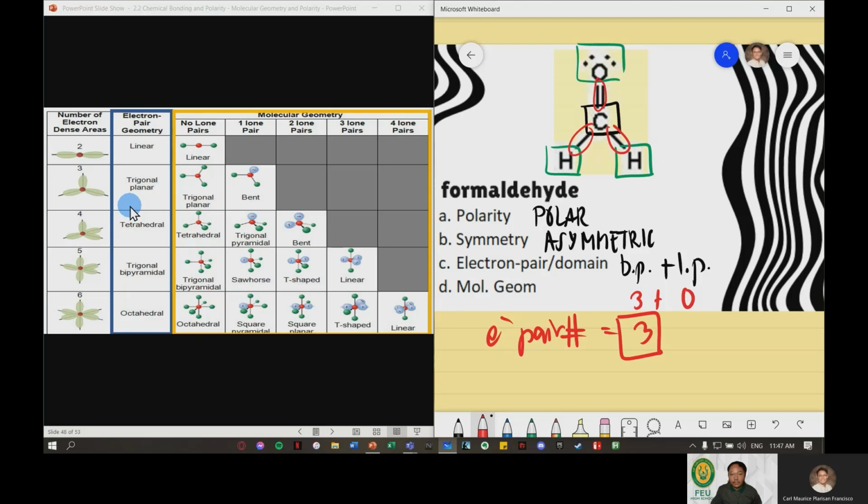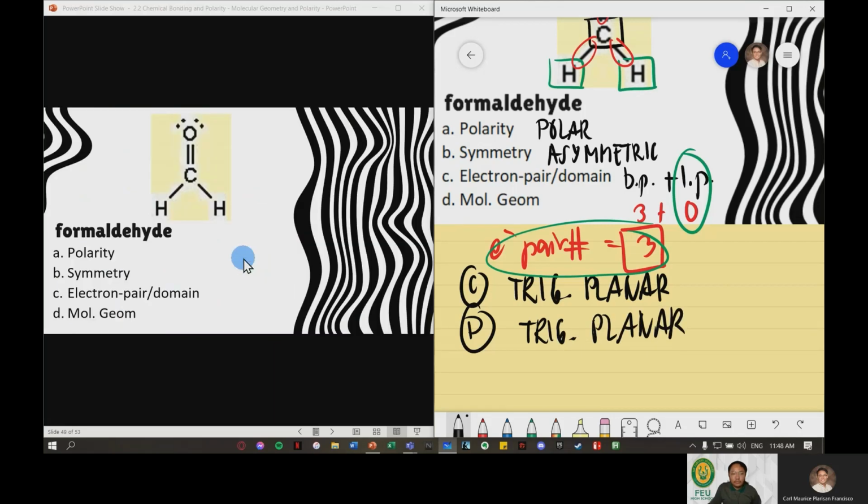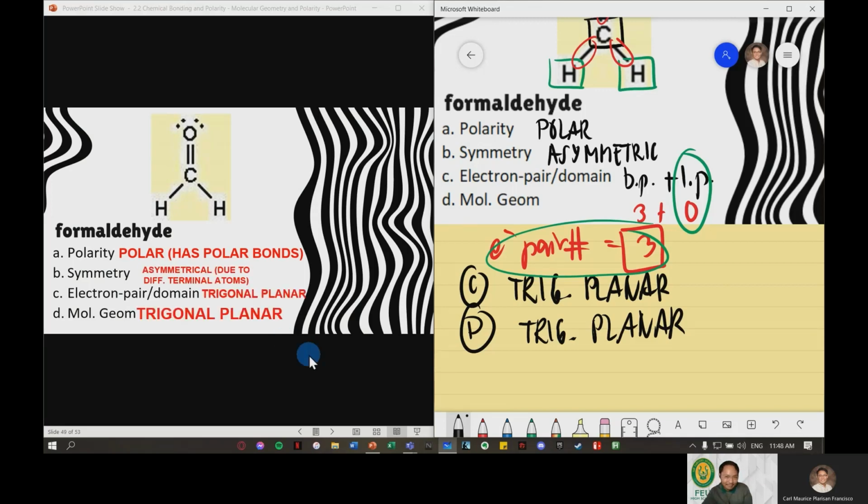E pair geometry, letter C, is your trigonal planar. Remember to look at the column of the electron pair. You have here outlines: blue for electron pair and yellow for molecular geometry to make things more specific. And then last one, letter D. So E pair number and LP number: 3, no lone pair, trigonal planar as well. And then once again to check: polar, asymmetric, trigonal planar, trigonal planar.